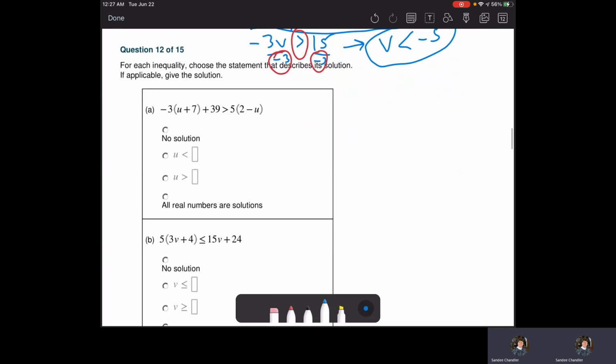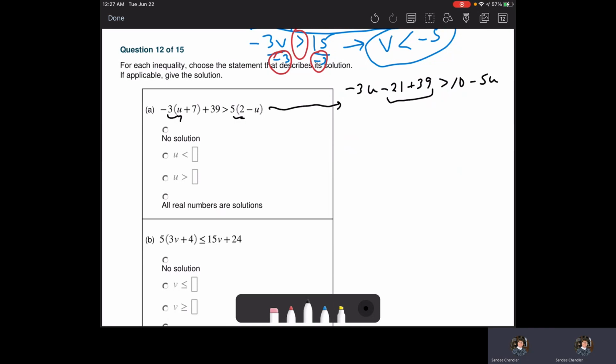Alrighty, so for question 12, it's the same idea as it was with the equations. If you get a true answer at the end, the answer is all reals. If you get a false answer, it's no solution. Or you may just actually get a solution answer. Alright, so let's see what we get. We're going to go ahead and distribute the 3 and the 5. So that's negative 3u minus 21 plus 39 is greater than 10 minus 5u.